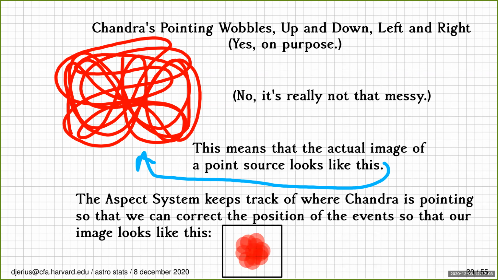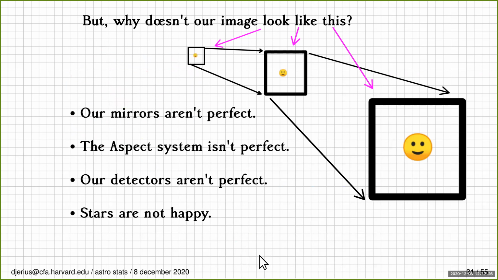And so there's something called the aspect system, which pays attention to where the telescope is pointed in the sky, and it subtracts that motion from the positions of the individual events to create an image in the focal plane. And so you're left with something which looks much less like this ball of string and something which looks more like an image.